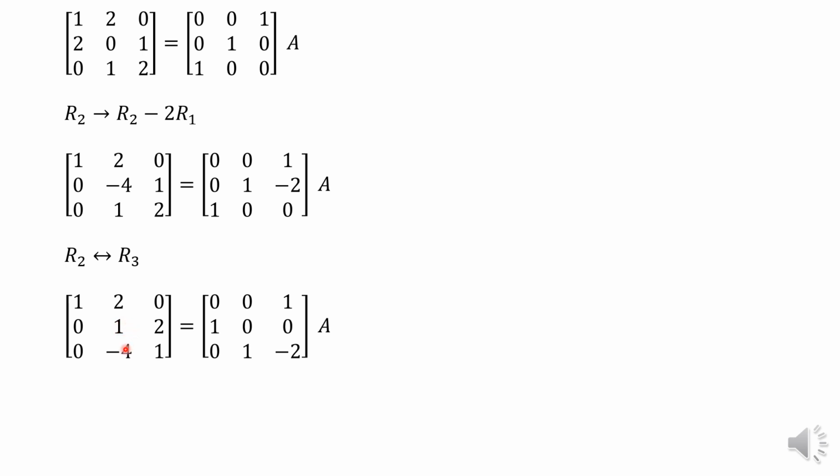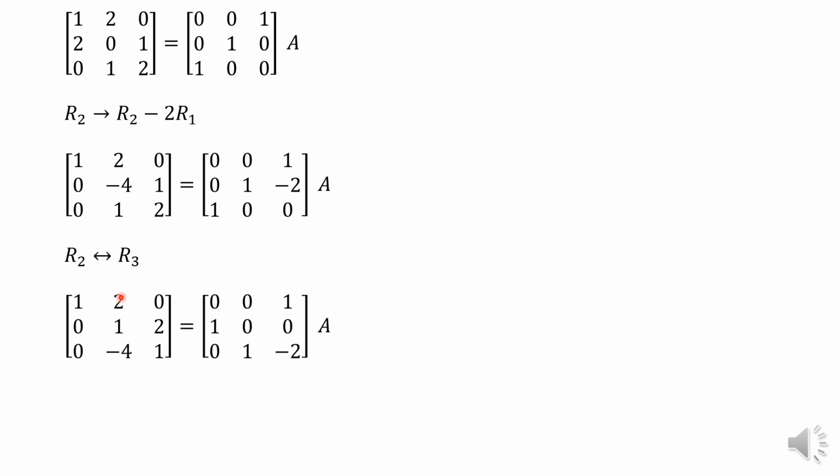But remember, not only this element to be 0, we have to make the element above the leading entry also 0. In case of finding the rank, we need not bother about the entries above the leading entry. We make entries below the leading entries to be 0. But in case of finding the inverse, we have to make elements not only below the leading entry to be 0, but also the elements above the leading entry to be 0.